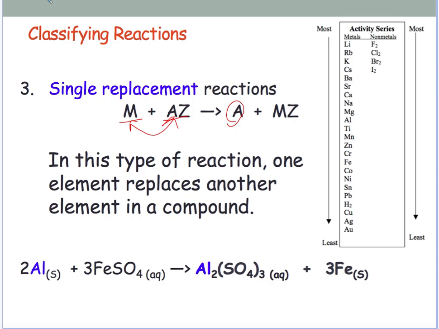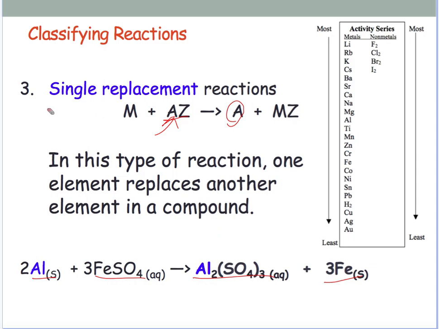Okay, but down on the bottom, you will see this reaction of aluminum and iron 2 sulfate reacting. So we have aluminum here as a solid reacting with iron 2 sulfate to produce, on this side, aluminum sulfate and iron. Okay, and it's balanced out. Now, what happened was aluminum and iron switched locations.